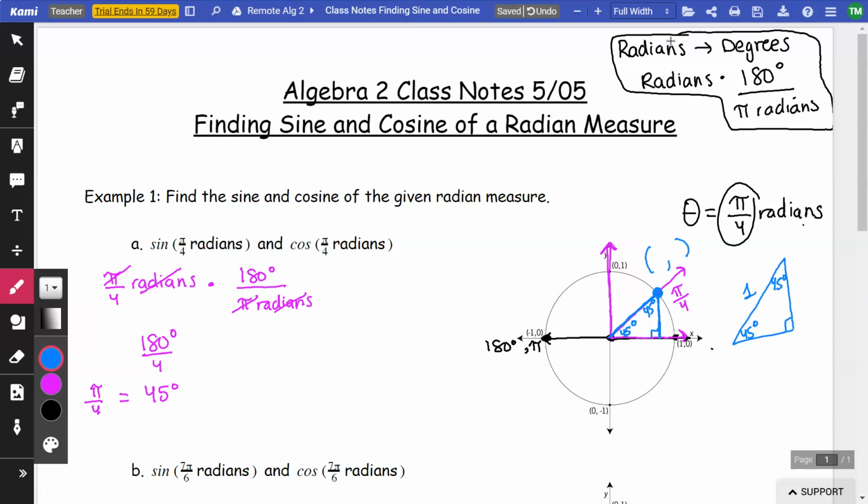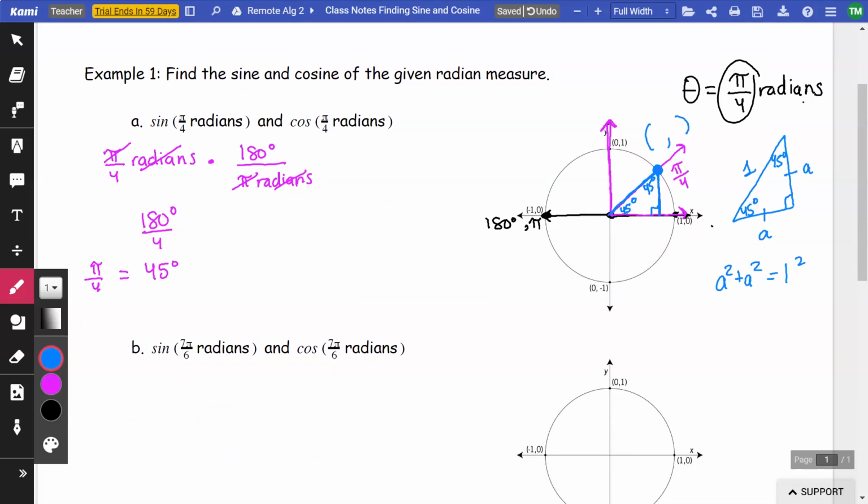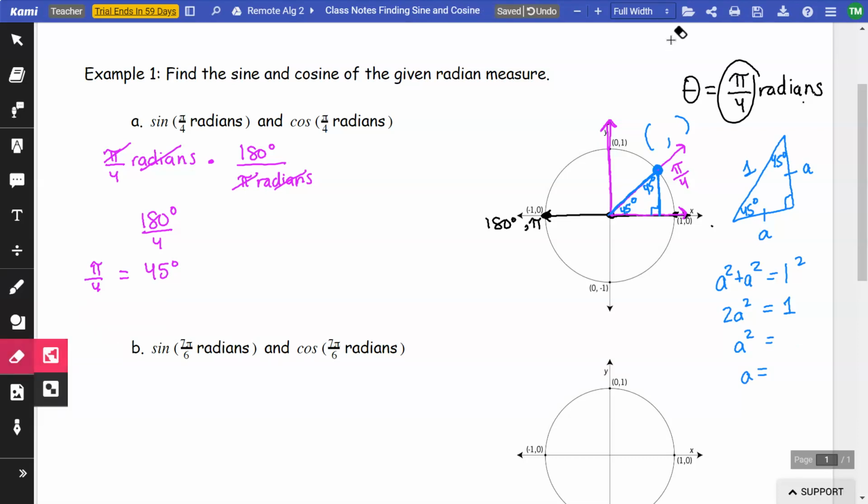Well, we know that this side length and this side length are the exact same, so if this is A, this would also be A, which means that A squared plus A squared is equal to 1 squared according to the Pythagorean theorem. So then A squared plus A squared is 2A squared, 1 squared is 1, divide both sides by 2. I just saw a mistake, sorry. I divided both sides by 2, 1 divided by 2 is 1/2, not 2. So A squared is equal to 1/2. We have to square root both sides, so this is equal to the square root of 1/2.